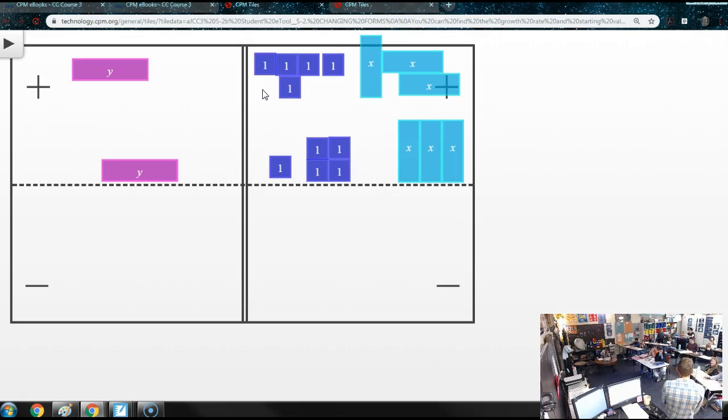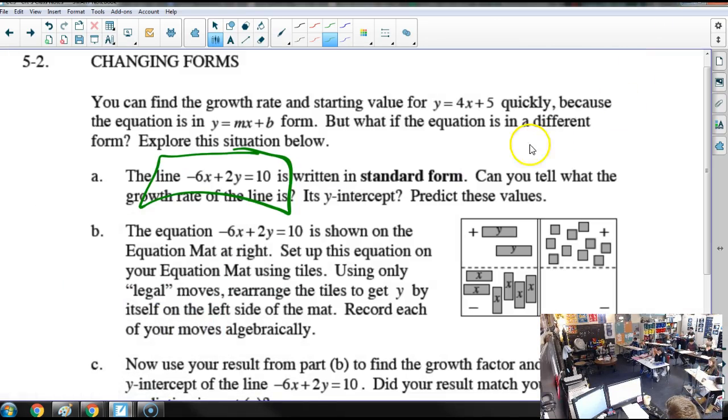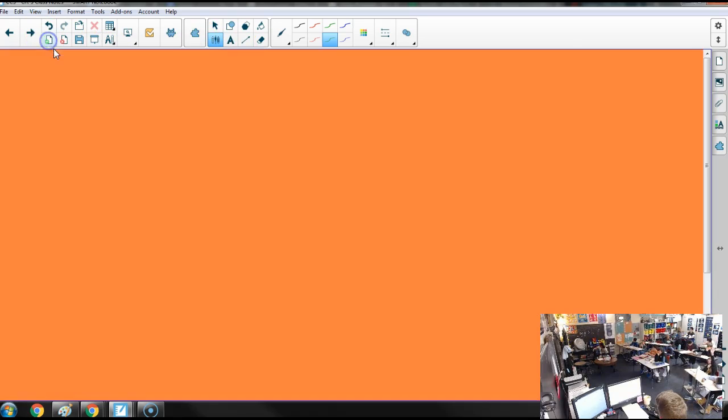So, each y really is worth 5 and 3 x's, right? Each y is worth 5 and 3 x's. Let's go back and do the algebra to support. So you have this written down, right? I'm going to make a new slide and write down negative 6x plus 2y equals 10.